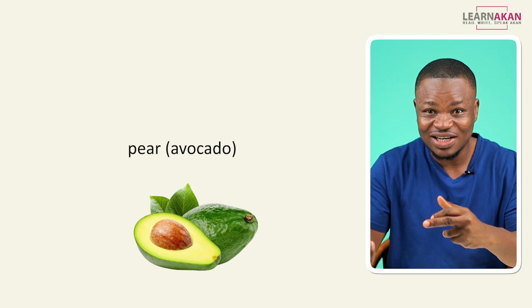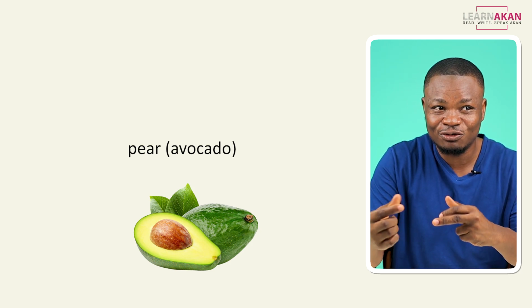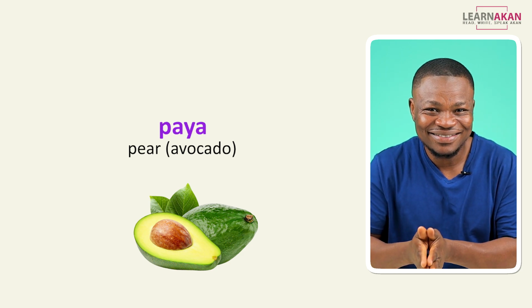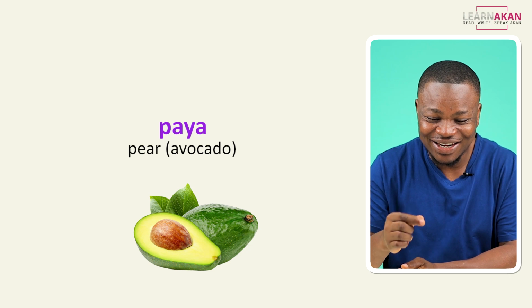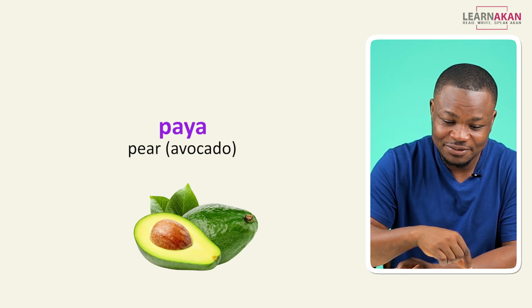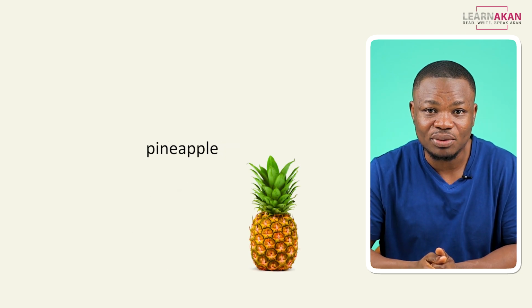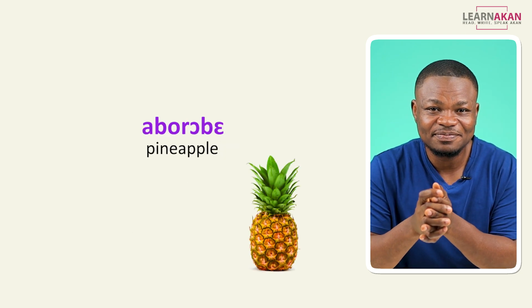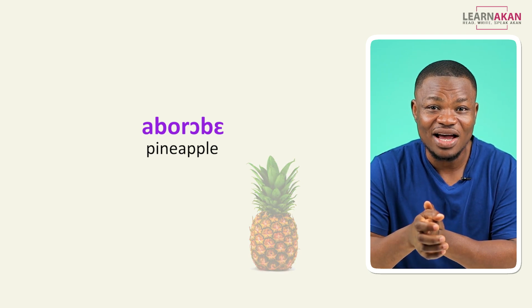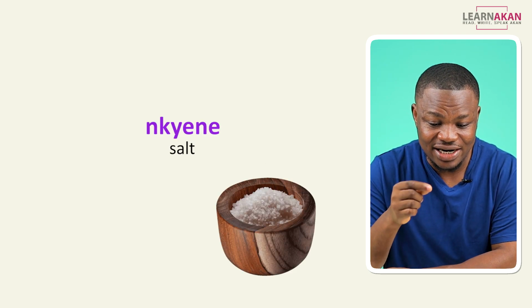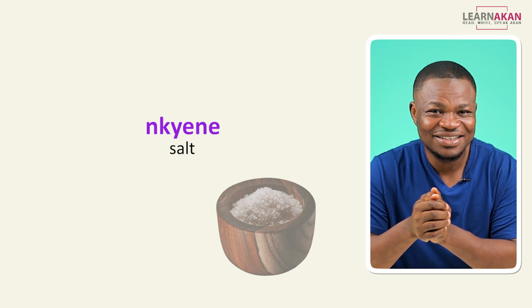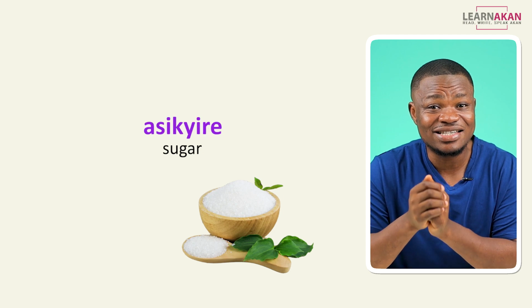But unfortunately, the Twi is a borrowed form, so it's borrowed from pear. So we have paya. So again, if you hear paya in Twi, it's in reference to avocado, okay? Next, we have pineapple, and that is abrobe. And then we have salt, and that is inchene. Sugar is esichiri.